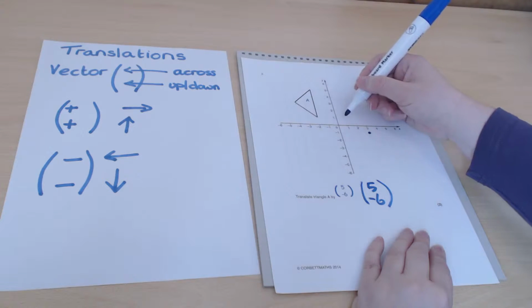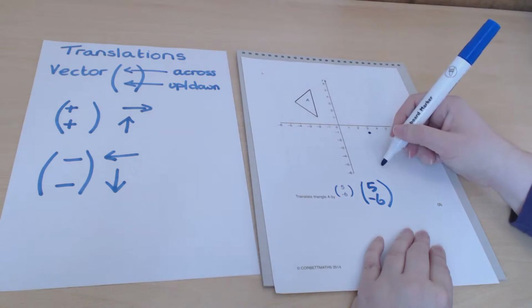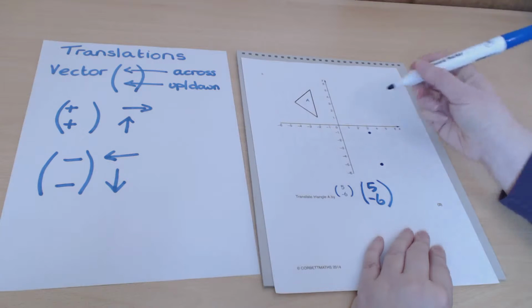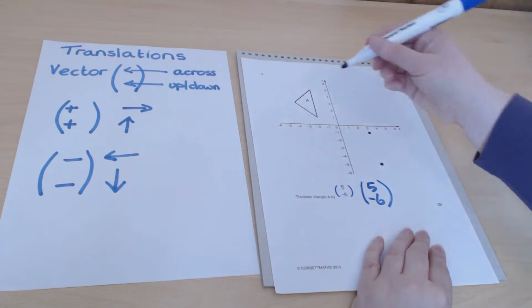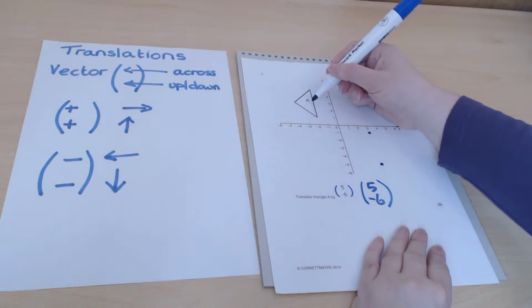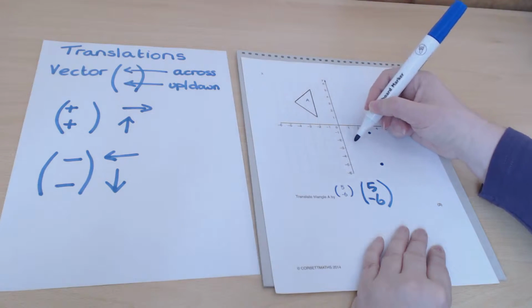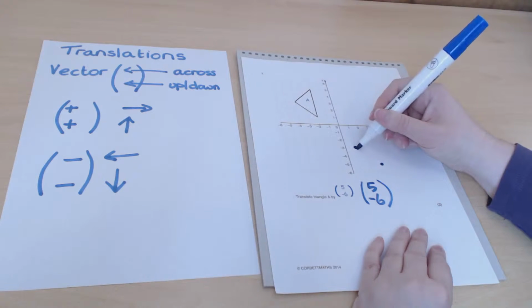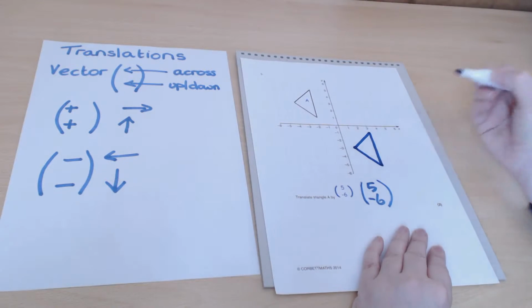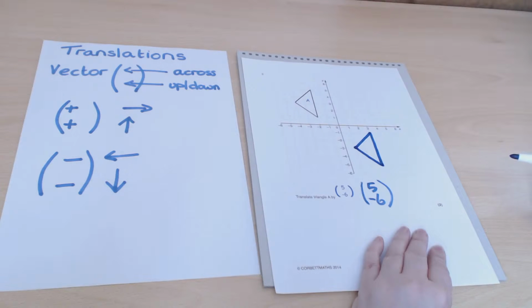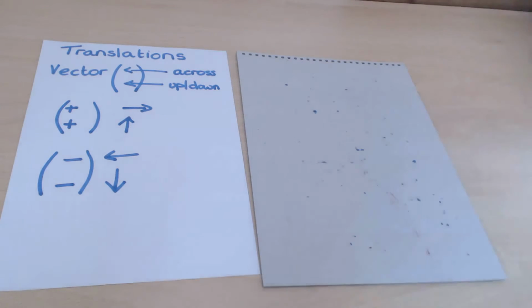Now let's take this point. We're going to go 1, 2, 3, 4, 5, and then down 6. So we're going to end up here. You can double check that: 1, 2, 3, 4, space there. For this last point, we're going to go 1, 2, 3, 4, 5, then 1, 2, 3, 4, 5, 6 down. Then if you join up your points with a ruler, obviously when you're doing it yourselves, we get our new translated shape. It's just been picked up and moved across and down in this particular case.